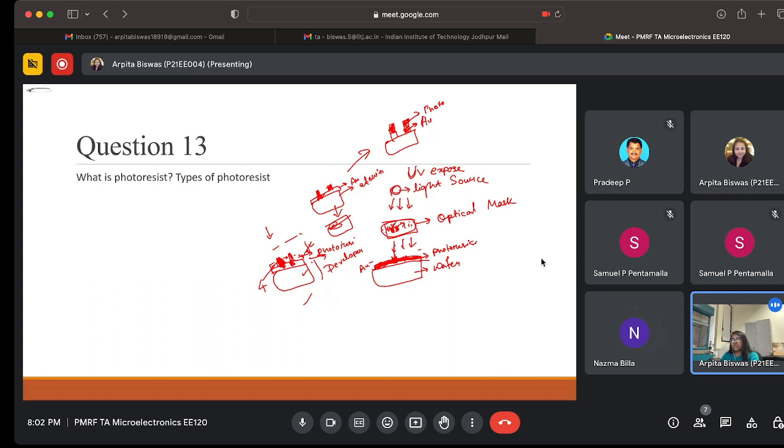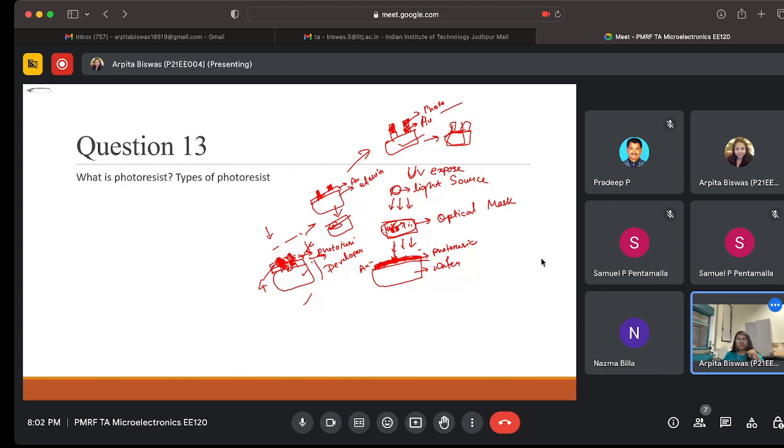So it will protect as a mask, so it will protect the remaining area. After that, when we go for the etching, the underlying layer will stay and the remaining portion will be gone. Then you can use the photoresist removal solution, and you will get the final structure, the gold electrode. Okay.